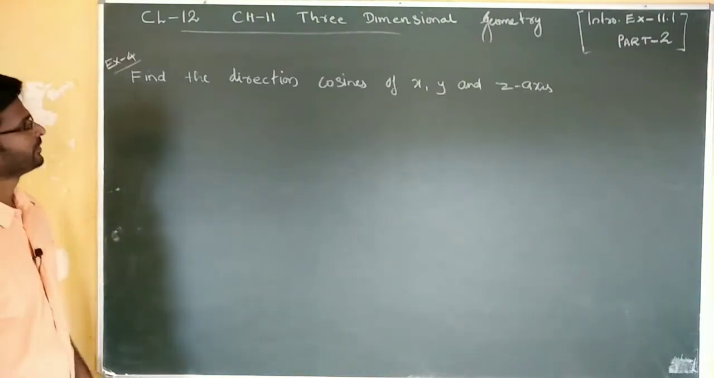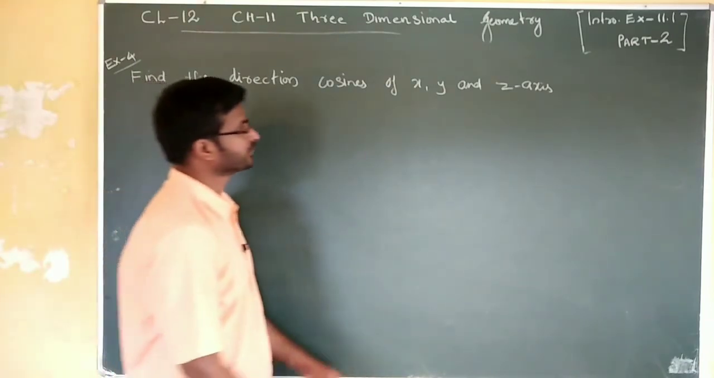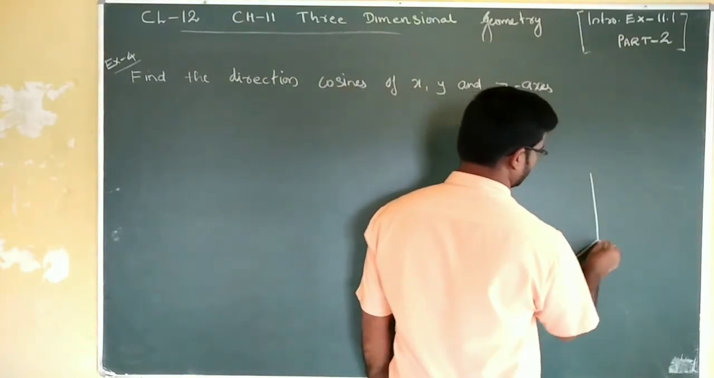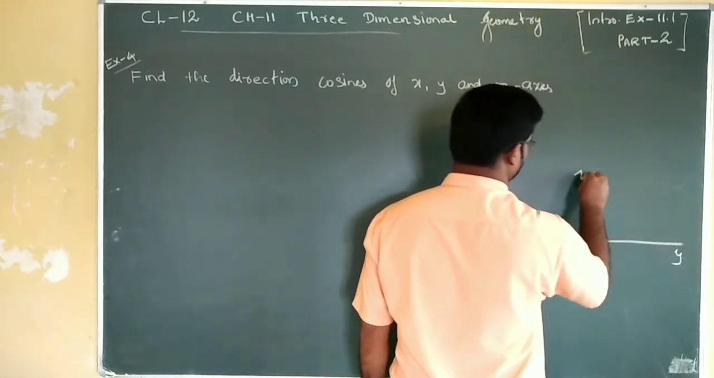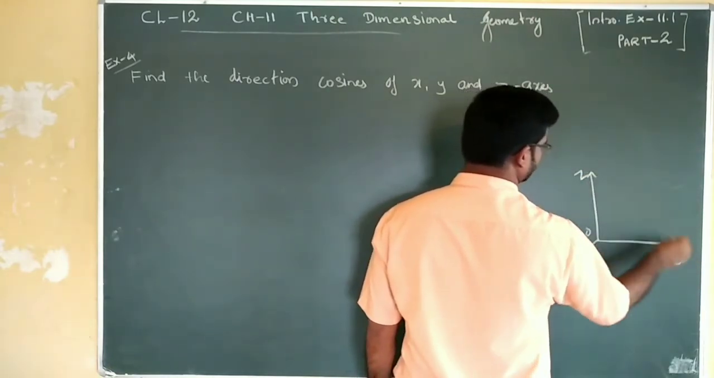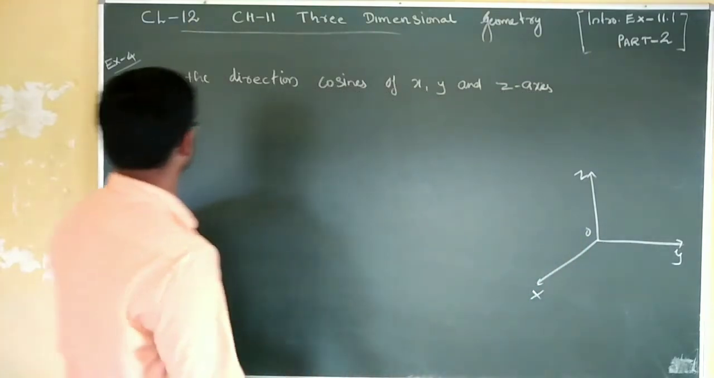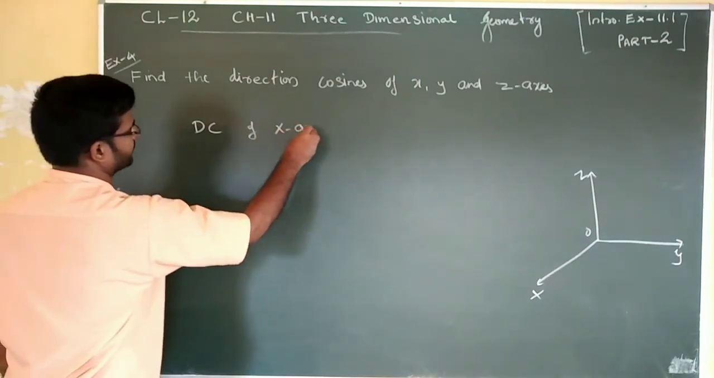Example number 4. Find the direction cosines of the x, y and z axis. Like this, x, y, z. First we can see the direction cosines of the x axis.